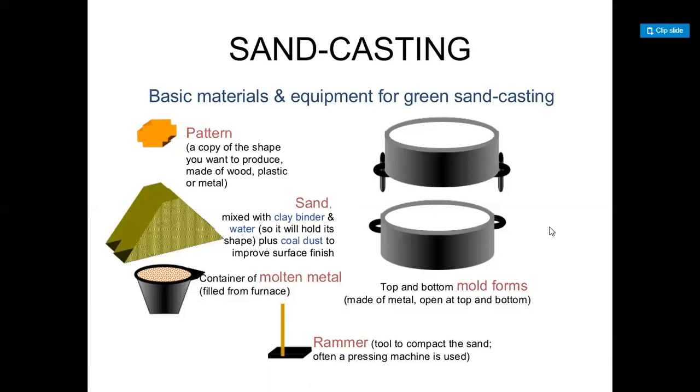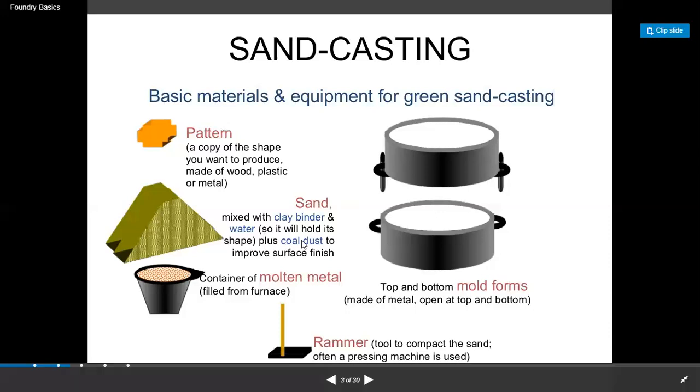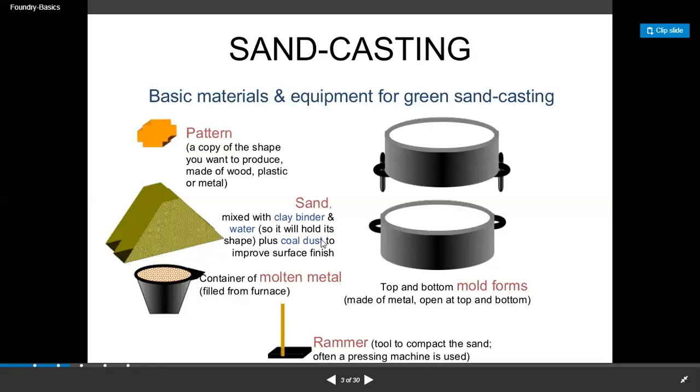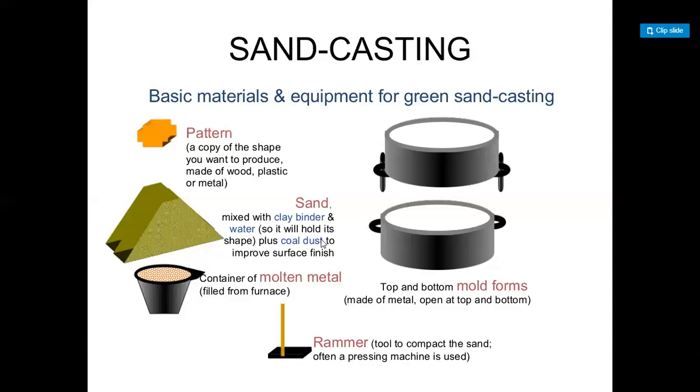So we can increase the strength of the sand by mixing this clay binder and water or coal dust to improve the surface finishing of that sand. Okay, so what are the different types of sands, what are the properties of sands, and where is it produced? We can discuss later.